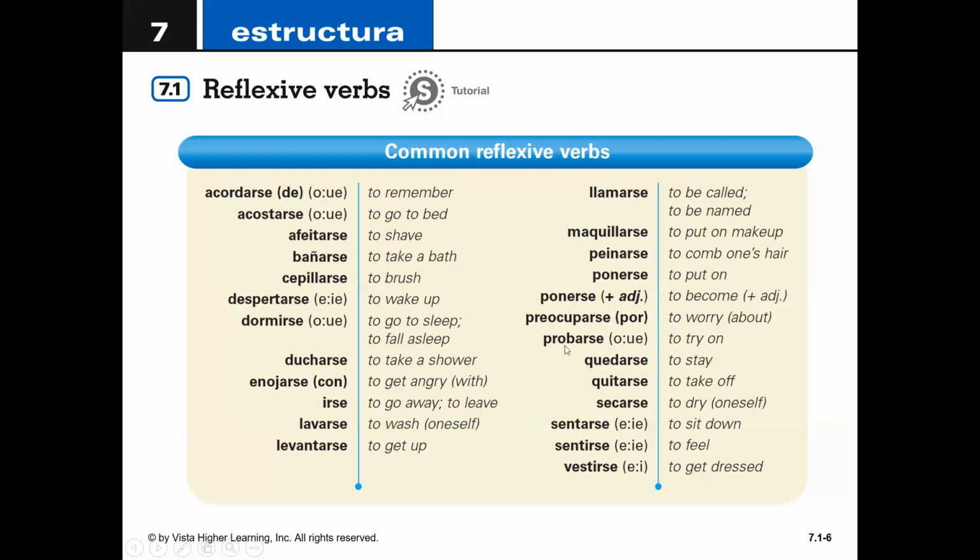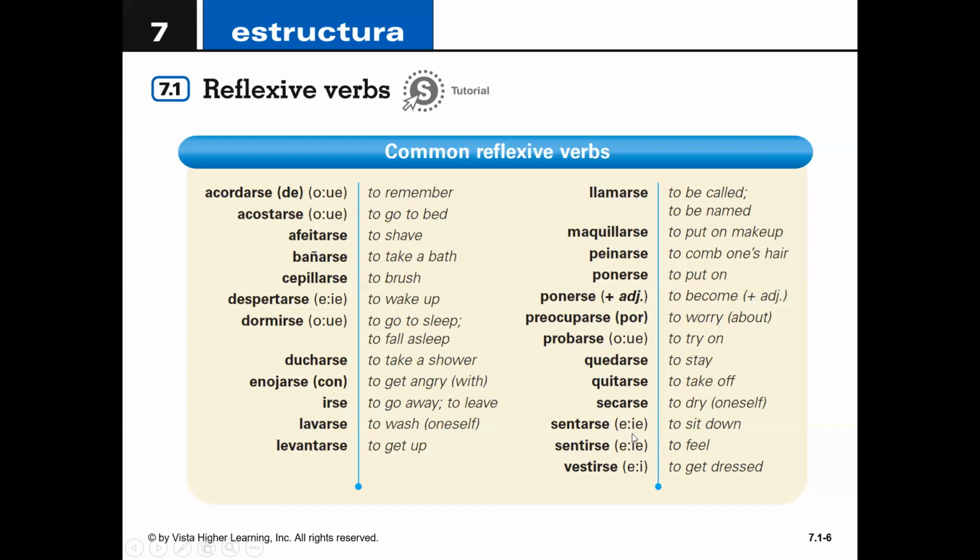Probarse. This is a stem change, and it means to try on, like clothing. So if you want to try on the pants before you buy them, you'd say, me pruebo. Te pruebas, se prueba, nos probamos, se prueban. That's a stem change. Quedarse. Quitarse. Again, notice the pronunciation. Qui, not qui. Quitarse. Secarse.